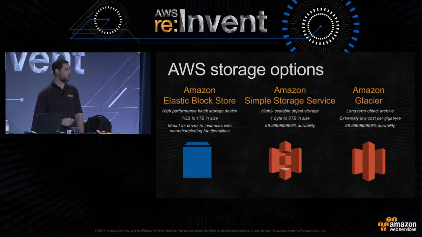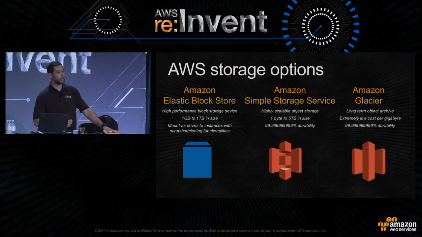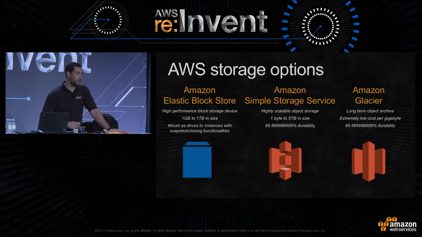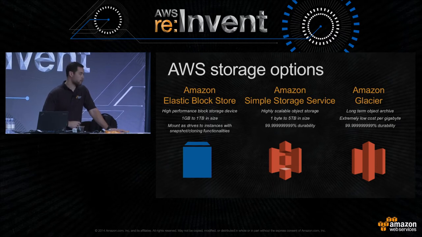We also have Amazon Glacier, which is our archival storage. Amazon Glacier doesn't really come into play too much when we're talking about DR. It is more for archival and our backup, certainly. But we won't be talking about Amazon Glacier too much.